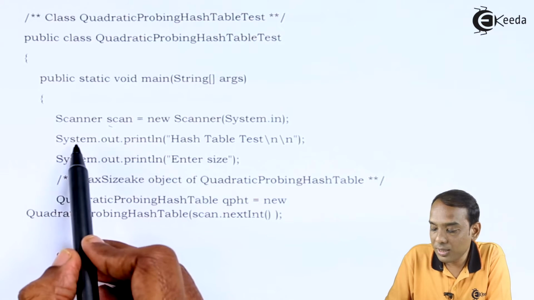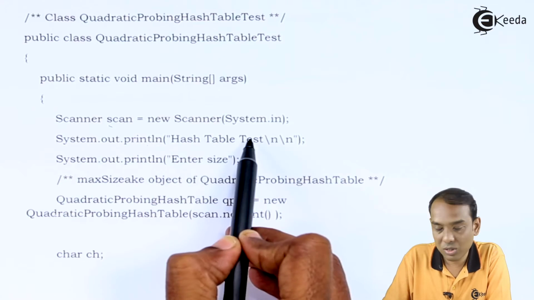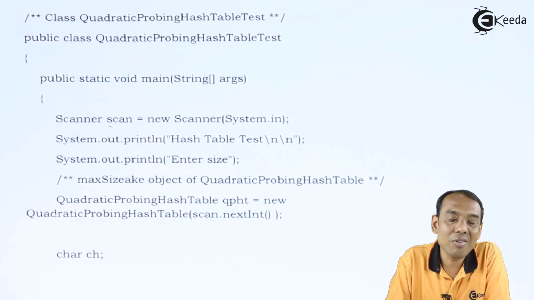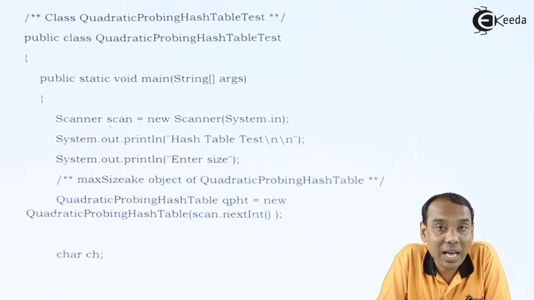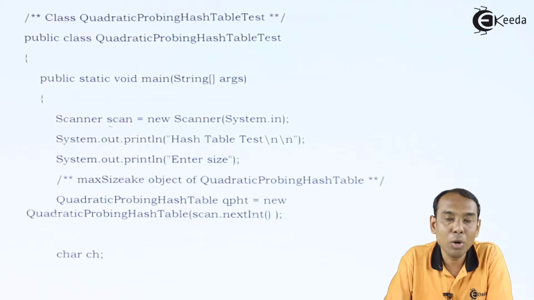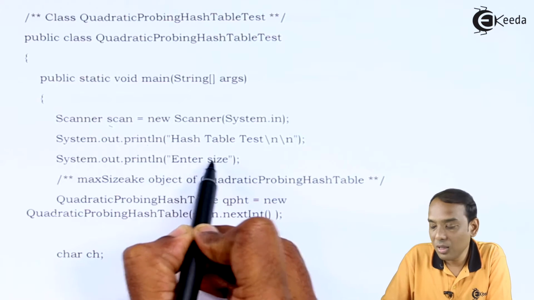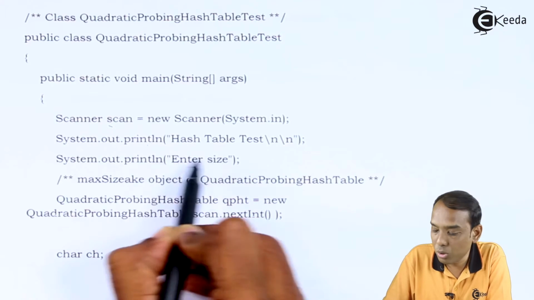Then we write down system.out.println hash table test. Once this is done, then we will ask the user to enter the size. You must remember we need to have the value of size from the user so that we are defined with the size of the hash table. We write down system.out.println enter size. This information is provided to the user.